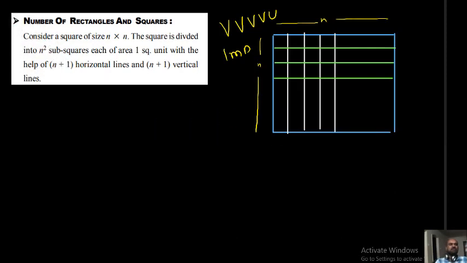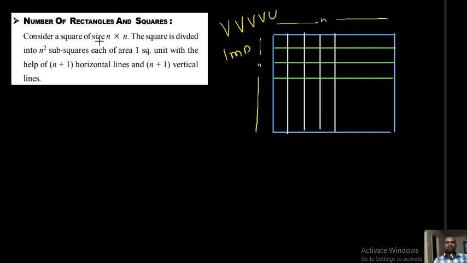Listen students, what is our actual concept: in this grid how many rectangles are existing, how many squares are existing, that we should identify. How many squares means square of 1 unit, square of 2 units, square of 3 units, square of 4 units, and so on up to square of n units. How to count? Okay, listen: number of rectangles, number of squares.